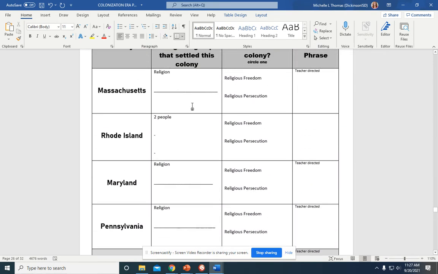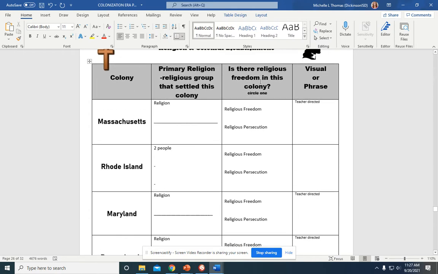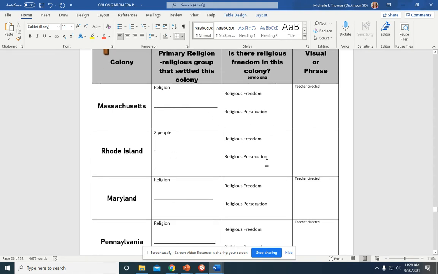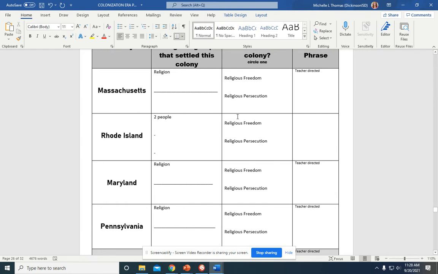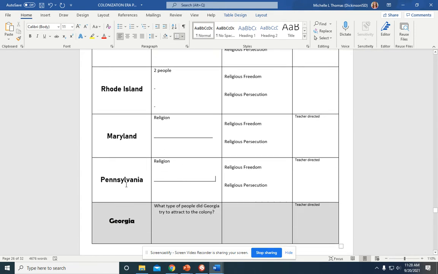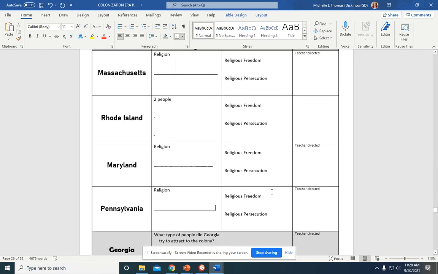Once you have completed these four boxes, you'll also tell me is there religious freedom in this colony or not? If Massachusetts lets you be whatever religion you want and they're respectful of that, you'll circle religious freedom. If they are not respectful of other religions, you'll circle religious persecution. You'll do that for each one. Does Rhode Island let anybody practice any religion? If they do, it's religiously free, you'd circle that. Maryland and Pennsylvania, same thing.